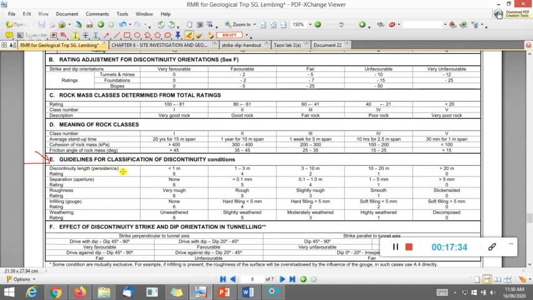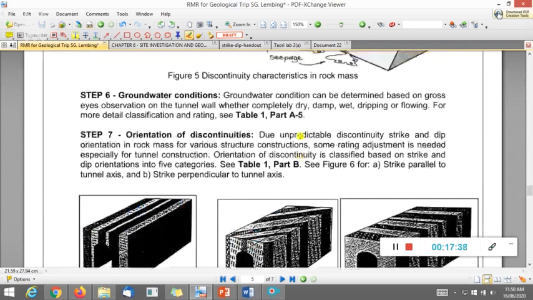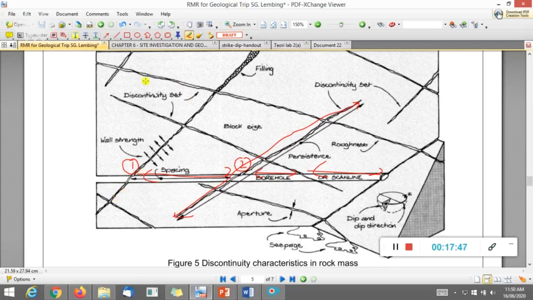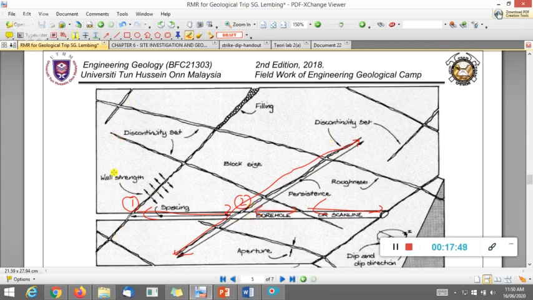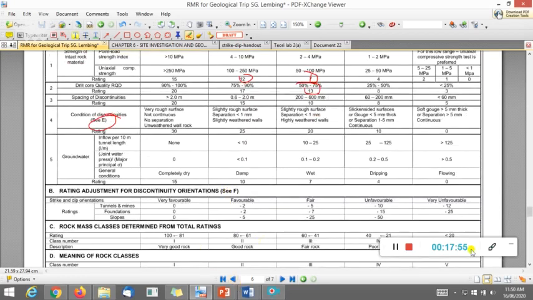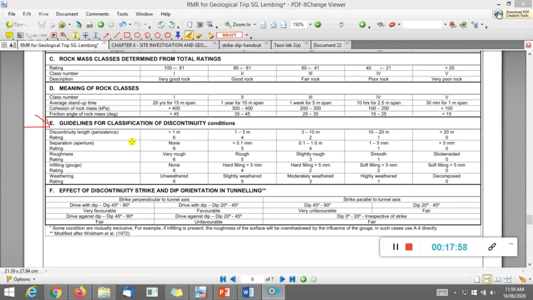So what is persistence? Persistence is the discontinuity length. This is the example of the persistence. You just measure the length of a single joint. Let's say this one is vertical, this one is horizontal. So you just measure the length of the persistence. You need to check each parameter for the discontinuities condition.